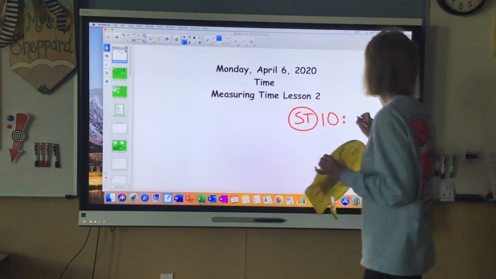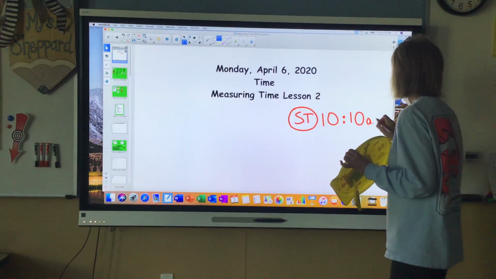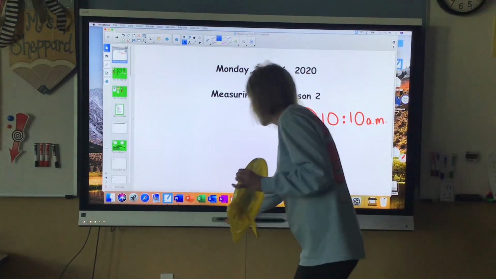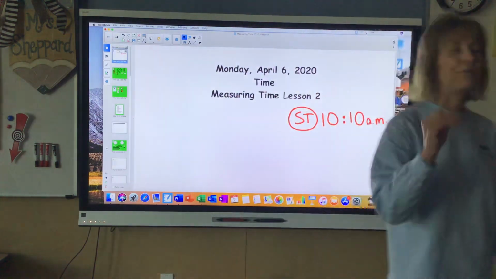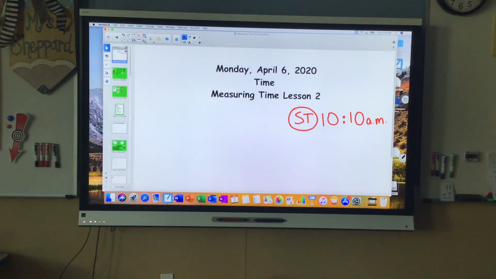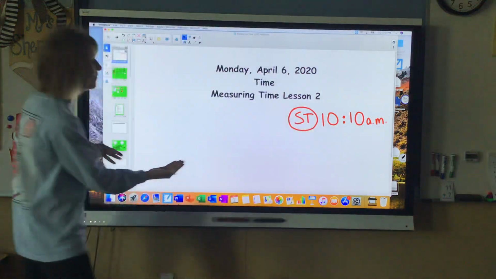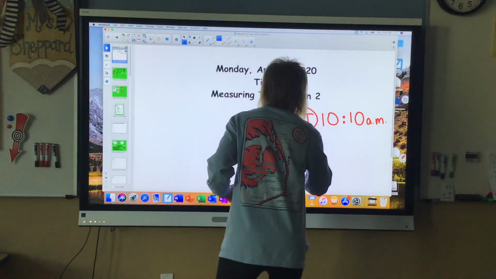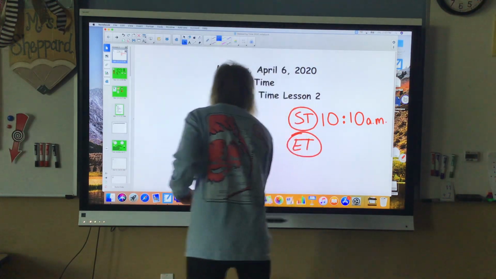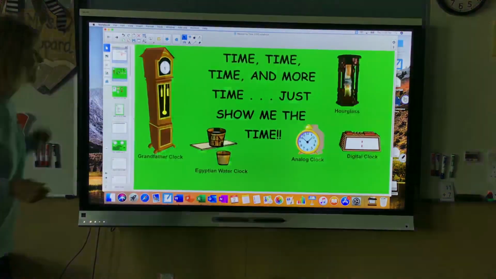So my time on my analog clock is 10:10 a.m. 10:10 a.m., 10 minutes after 10, 10 minutes past 10. A.M., antemeridiem, that's one of our vocabulary terms for this week. When we come back to the end of our lesson, we're going to be adding our end time at the end of our lesson.